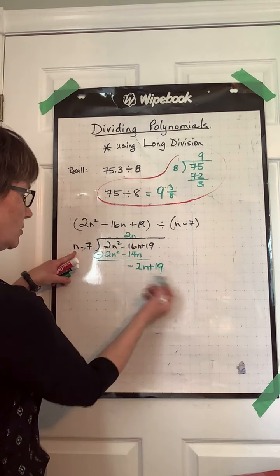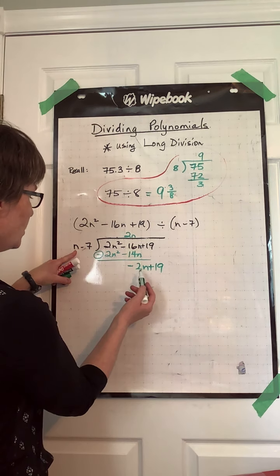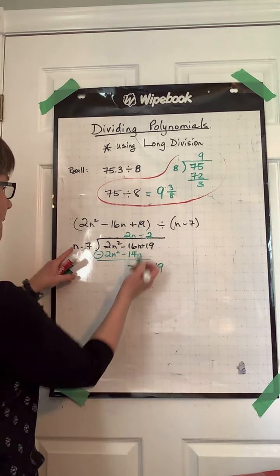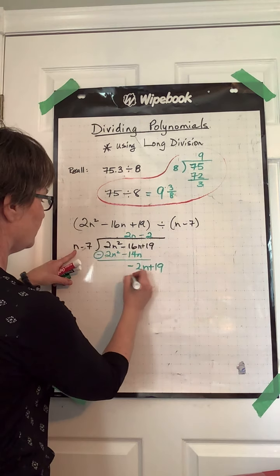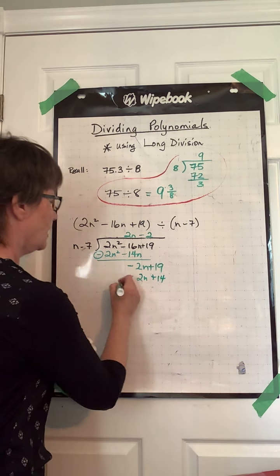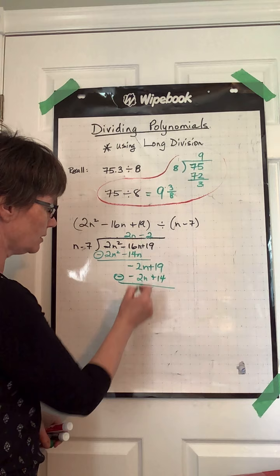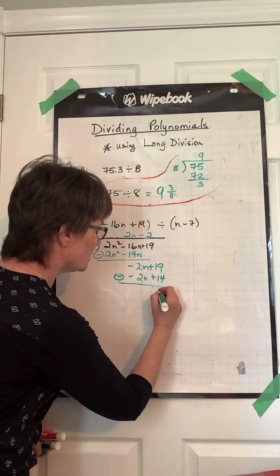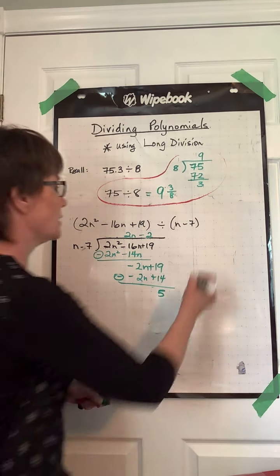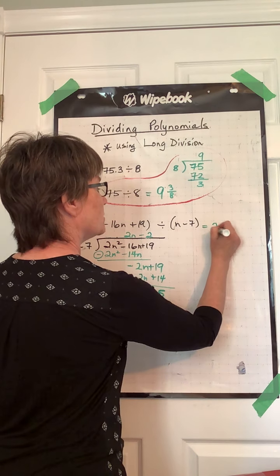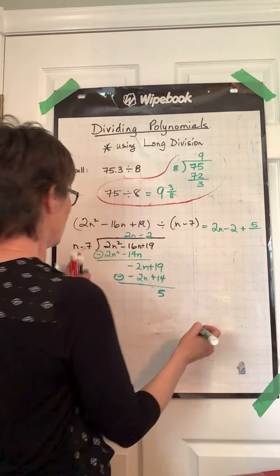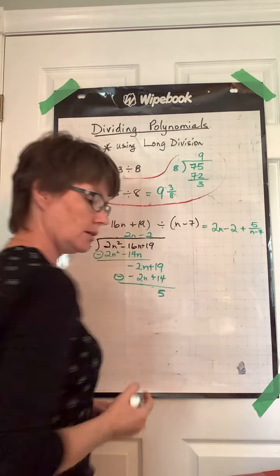Divide now, n minus 7 into -2n plus 19. So think about n into -2n, and that's -2. Okay, now let's multiply it. -2 times n, -2n. -2 times -7 is plus 14. And we need to subtract again. This equals 0. 19 subtract 14 is 5, which is now our remainder because we're at the end of our polynomial. We don't have anything else to bring down. So this is equal to 2n subtract 2 plus 5 over n subtract 7.